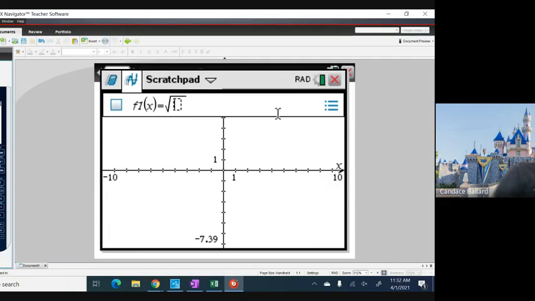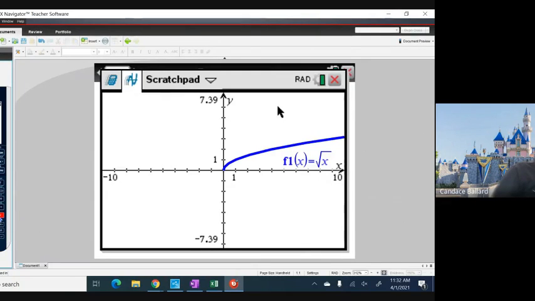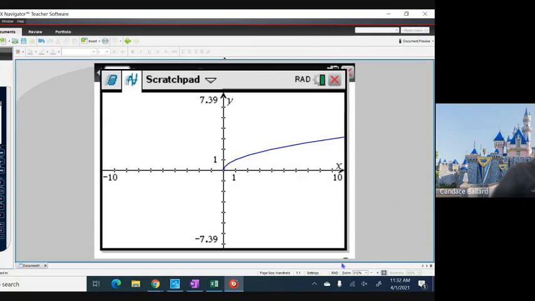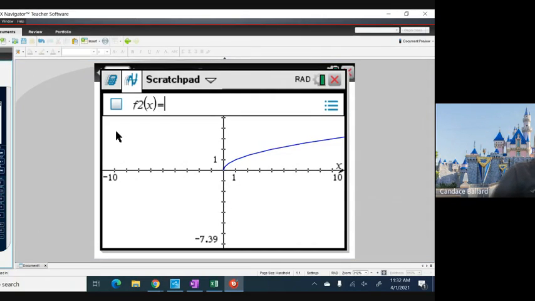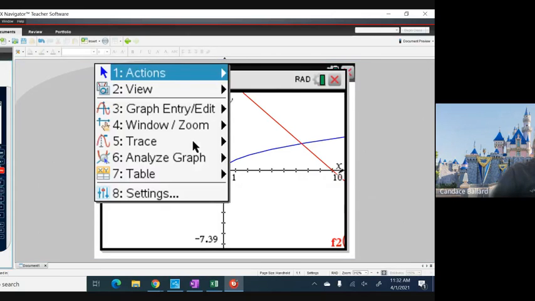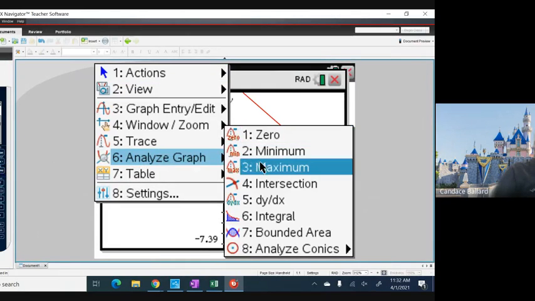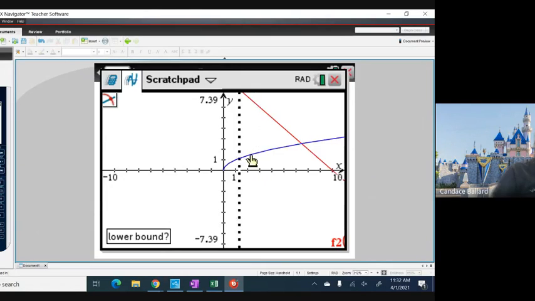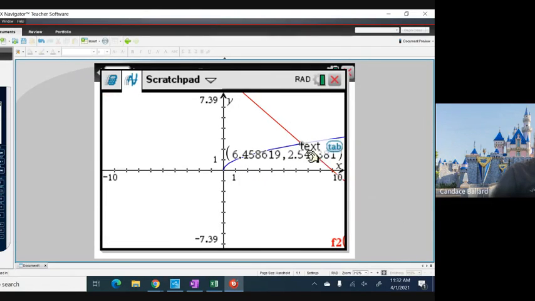Control square root of x. I'm going to tab, and I'm going to do 9 minus x. I want to calculate that point of intersection. So menu, analyze graph, intersection, to the left, to the right.